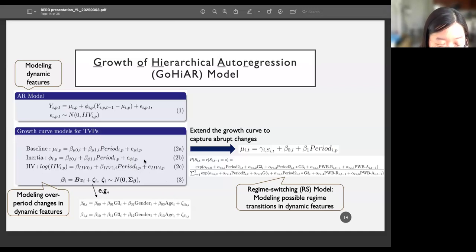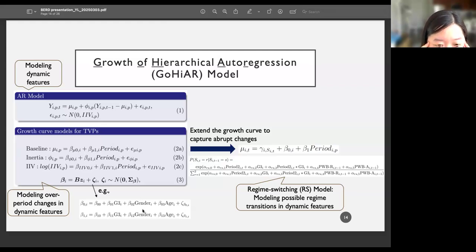So, for instance, in this study, we incorporated group, gender, and age as predictors in the model for the intercept and the slope parameters to accommodate the individual differences in their initial levels and the growth rate.